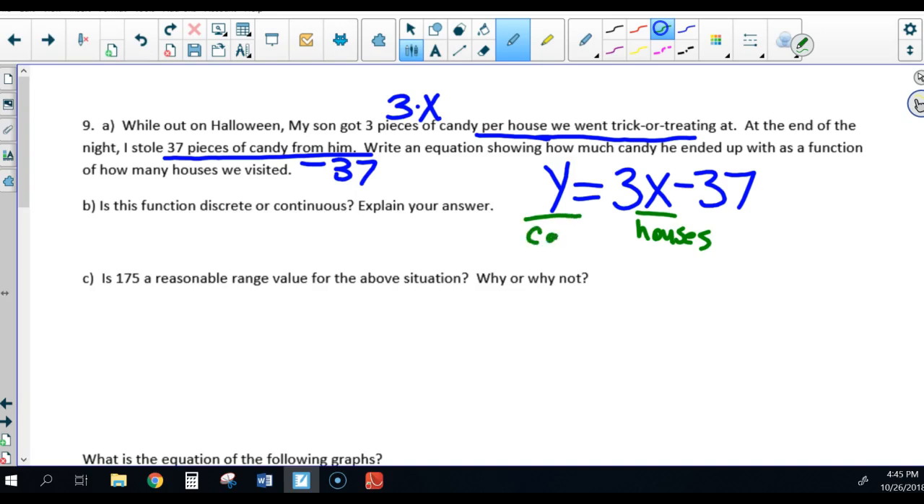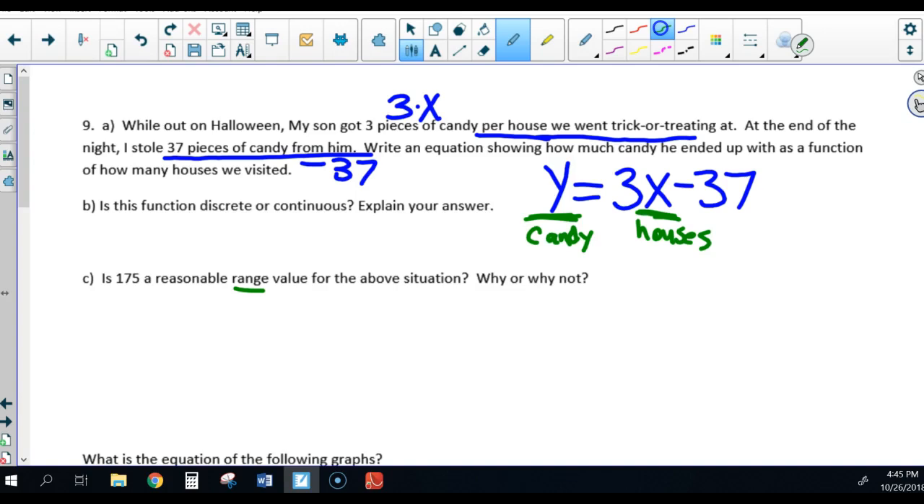X in this problem is the houses. Y is the amount of candy. Thinking way back, domain is our X, range is our Y. That will come into play on 9C. Is this function discrete or continuous? We hadn't talked about that in a while. It's not on your test.